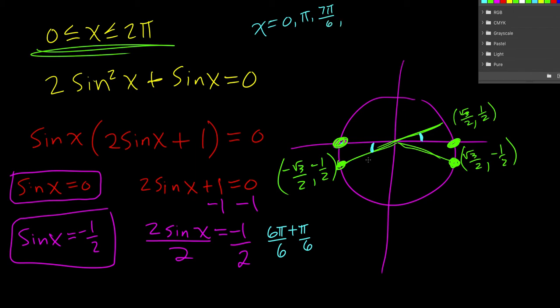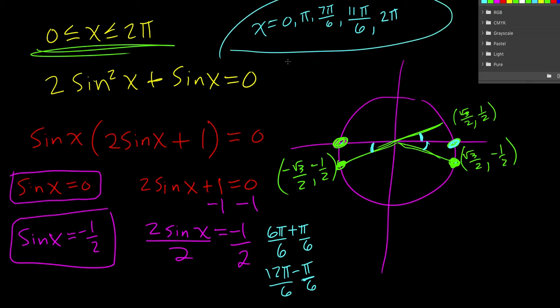Okay, and we rotate around to this point, which is going to be 2 pi minus pi sixth. So that's going to be 12 pi sixth minus 1, so that's 11 pi sixth. And then we stop right here again, and because it's less than or equal to 2 pi, we're also going to include 2 pi. Okay, so that's our answer on that one.